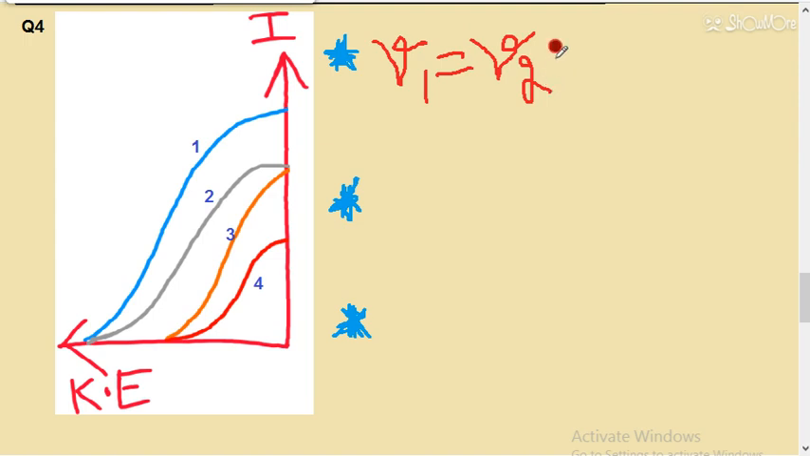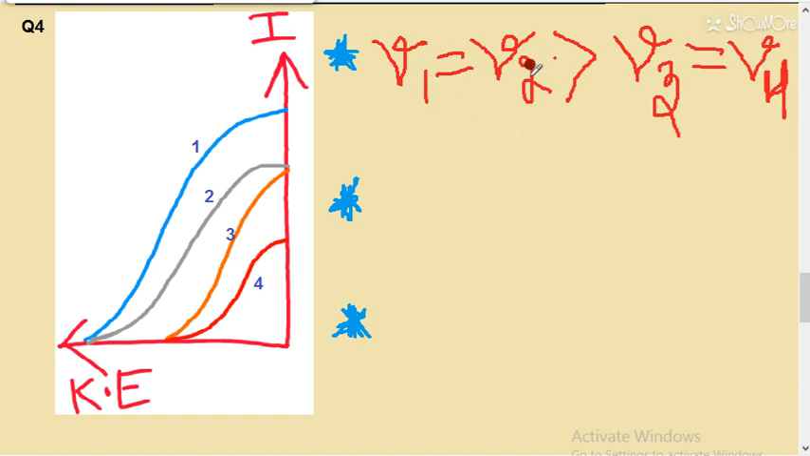Then it is greater than, now frequency 2 is greater than frequency 3, because frequency 2 has more kinetic energy as compared to frequency 3. Frequency 3 and 4 have the same kinetic energy, so frequency 3 and frequency 4 are again equal. So this will be the relation, students, for frequency: 1 equal to frequency 2 greater than frequency 3 equal to frequency 4.